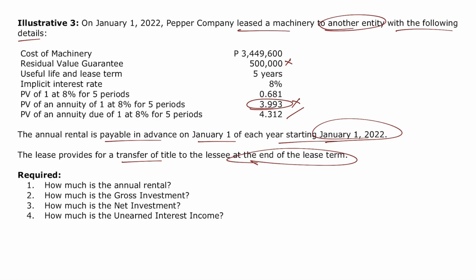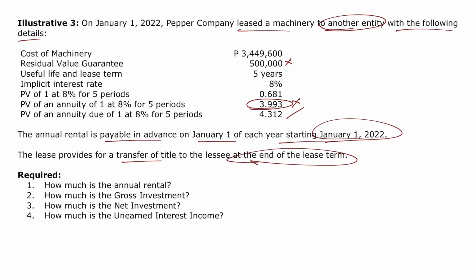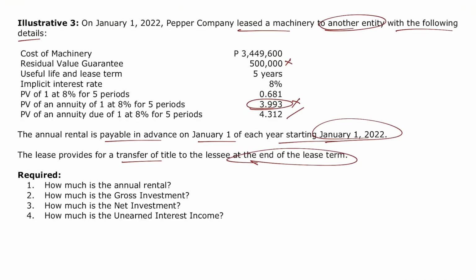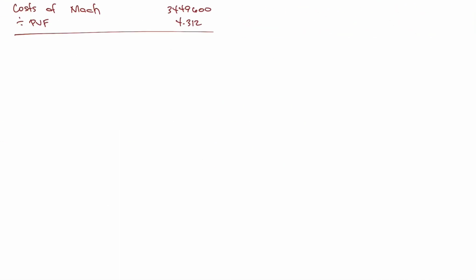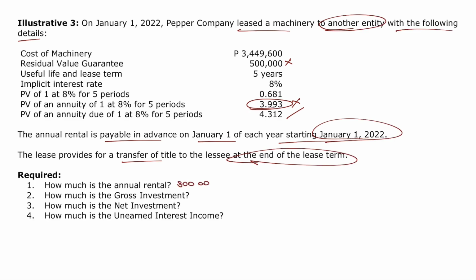So number 1 ngayon, again, punta po tayo dito sa number 1. Number 1, magkano daw po yung annual rentals natin? Well, annual rentals will be equal to the cost of machinery, which is equal to magkano yan? That's equal to 3,449,600 divided agad sa present value factor. Sir, bakit? Because once again, ini-ignore ang residual value guaranteed or unguaranteed kapag may transfer of title. So, annuity due tayo, 4.312. So, 4.312. See to it now that the annual rentals will be equal to 800,000. So, requirement number 1, 800,000 will be our final answer. Okay?